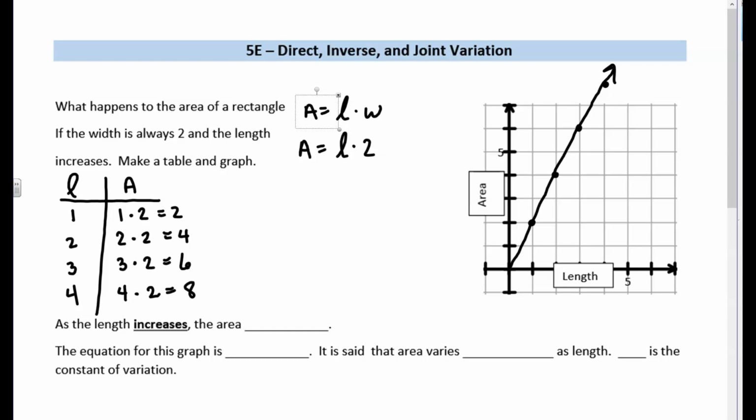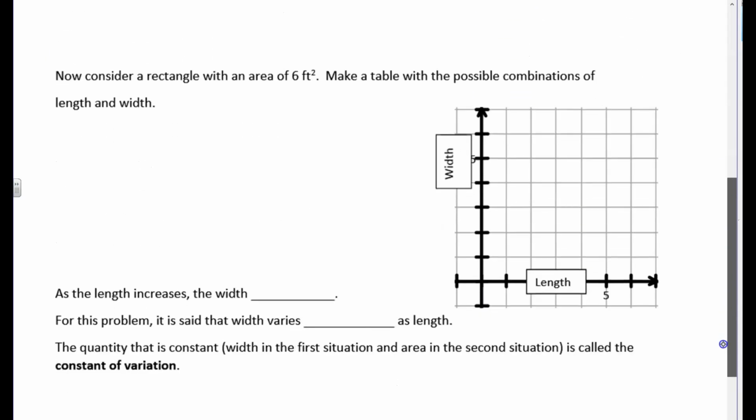Basically, as my length increases, my area also increases. And so we would say that the equation for this graph is linear. It is said that the area varies directly as the length, and that 2 is my constant of variation because that constant 2 is in all of this. The area is always twice the length. So let's take a look now at what inverse variation looks like.